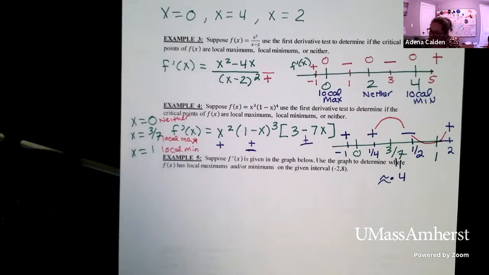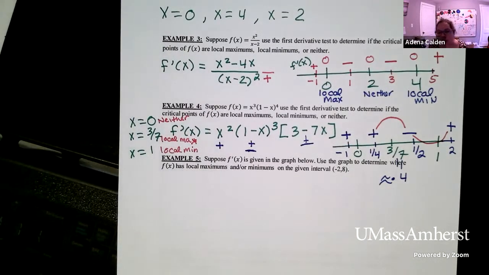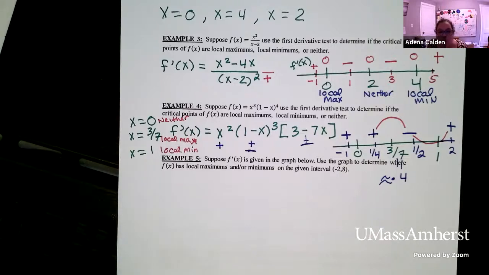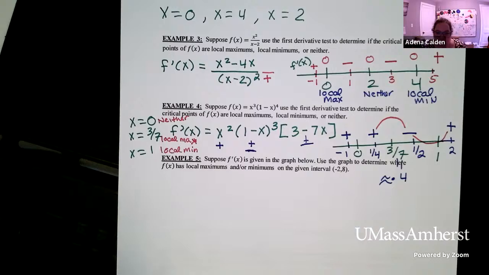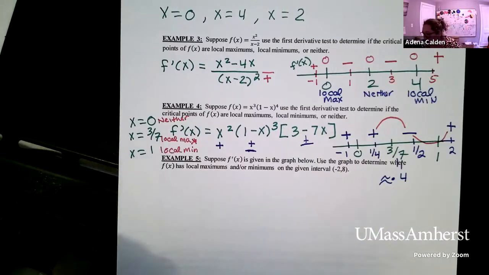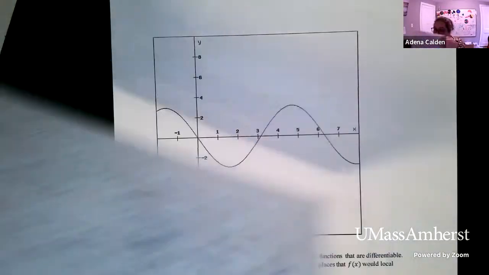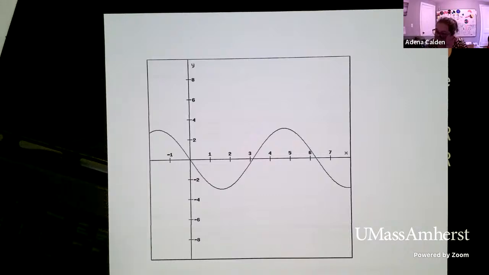So the next two examples go back to the graph that we were looking at for critical points and the table. The graph is on the next page. So the idea is that we have a graph of the first derivative, and we want to use that to determine where f of x has local maximums or minimums on the interval -2 to 8. We already used this graph to find the critical points in the last class, if you remember.